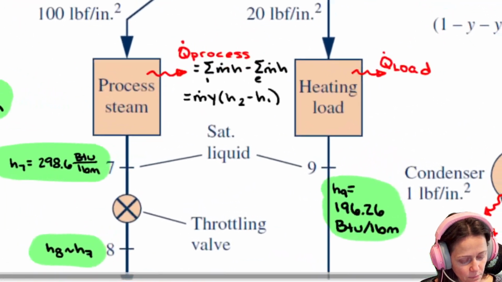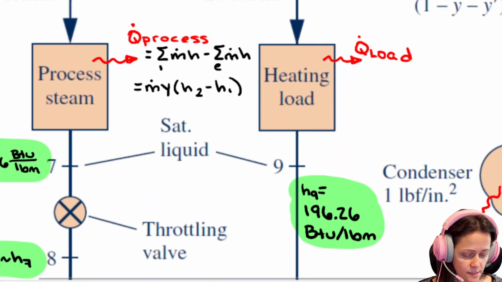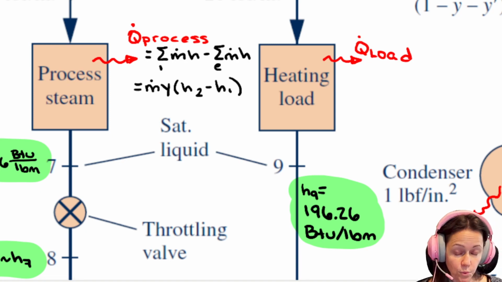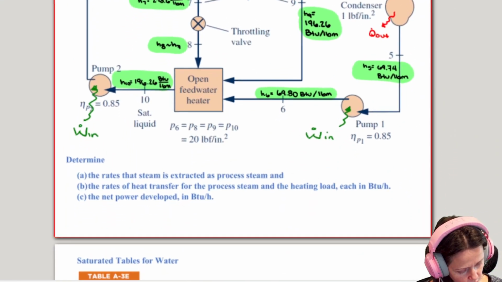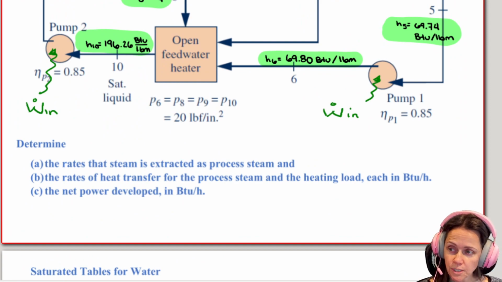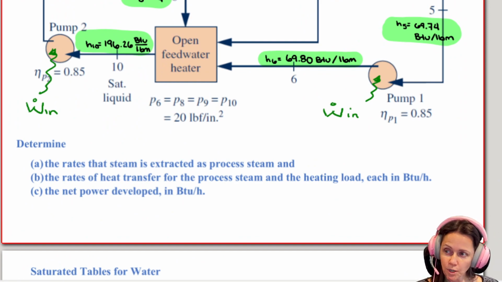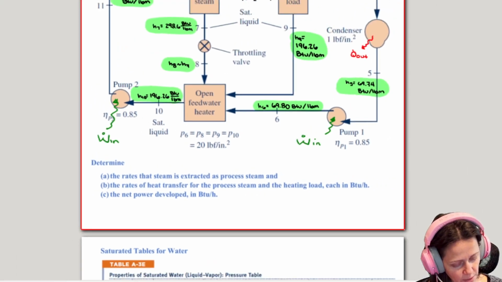All right, so we've got our Q dot process. We're given m dot, we were given y, we were given h2 and h1. Let's see what else we need to get. The rate of the steam that's extracted as process steam, and then the rate of heat transfer for the process steam and heating load. Oh, we got that. Oh, I see, I'm sorry, I misread the last question.